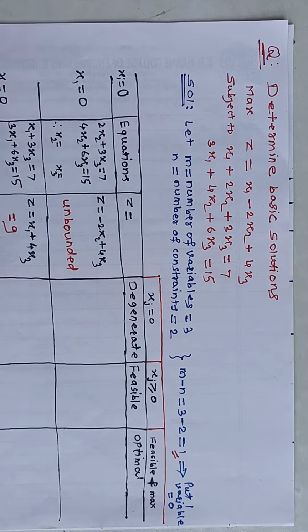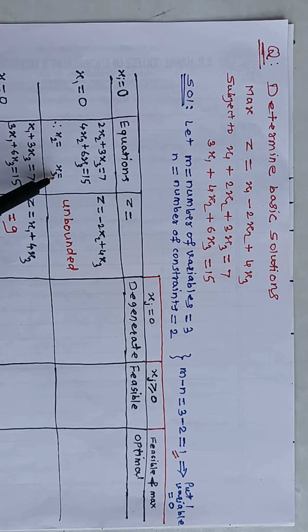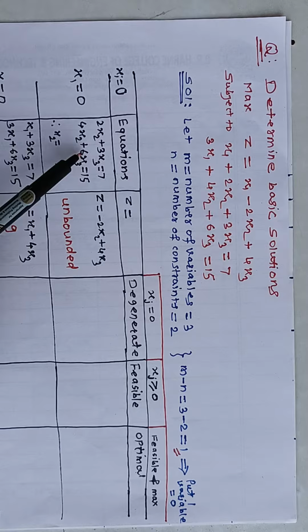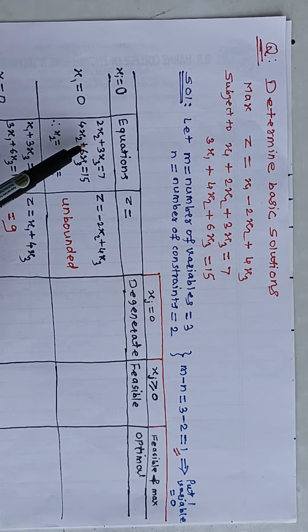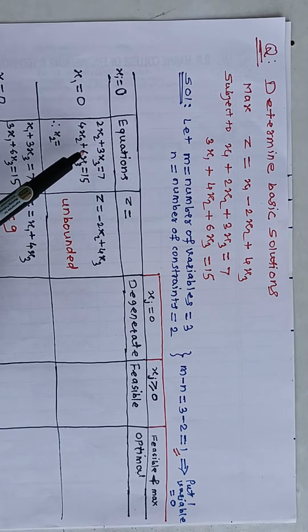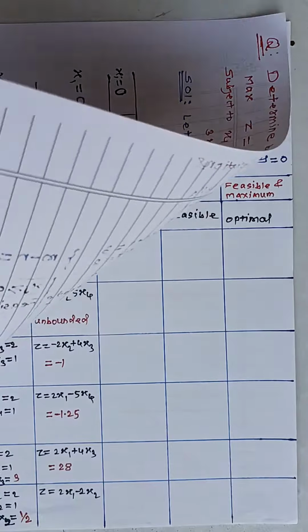In that case, we will not get values of x2 and x3. You can try, you will get a maths error. It is not possible to get the values of x2 and x3 by solving these two equations. Then this solution is known as unbounded.